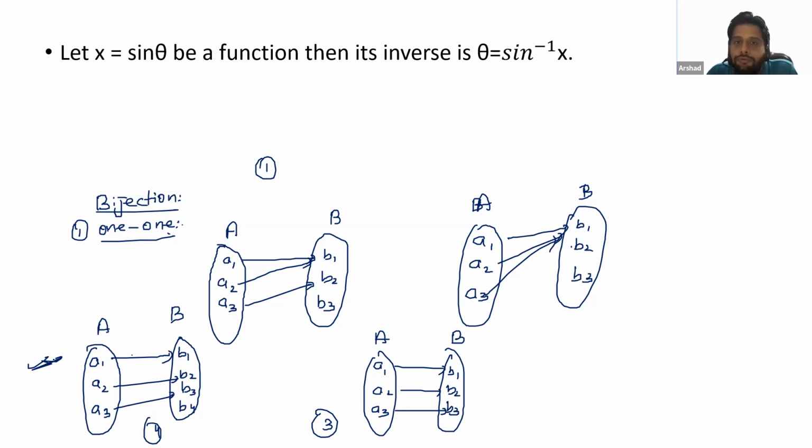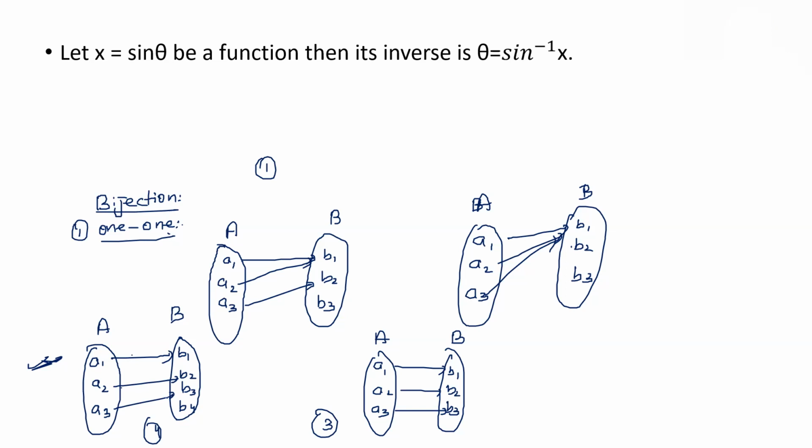Rifat, is this function 1, 1 or not? Yeah. Abdul, why is it not 1, 1? So A1 has a unique image. A1 has only one image, B1. A2 also has one image. A3 also has B3. So why is this not 1, 1?